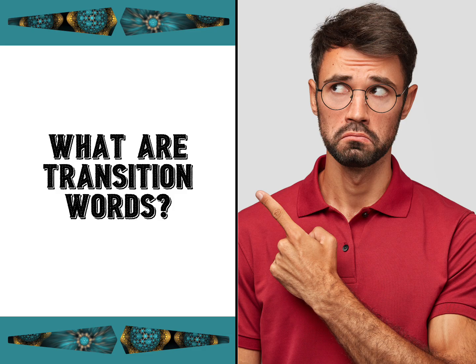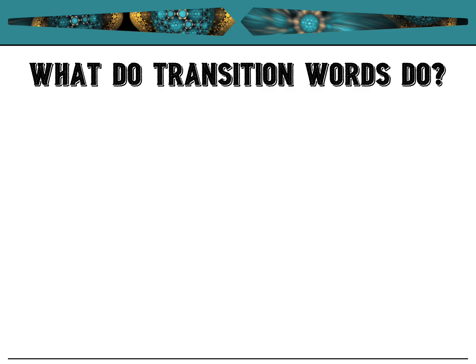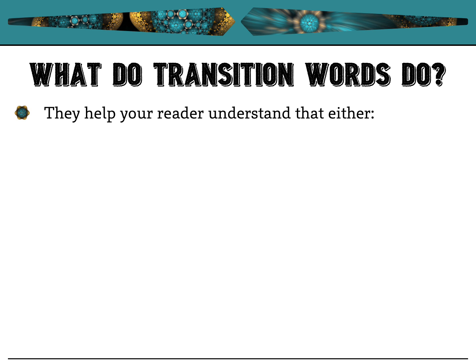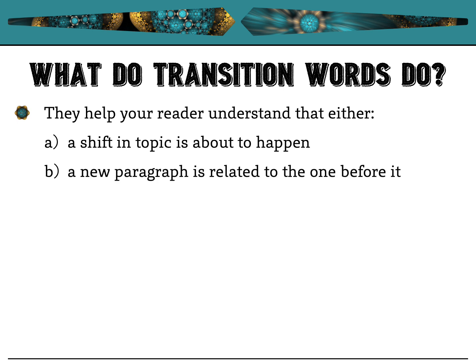Now, I keep bringing up transition words. What are transition words? First of all, what do they do? They help your reader understand that either a shift in topic is about to happen or a new paragraph is related to the one before it. You don't want to give your reader whiplash by transitioning from one idea to another without some kind of transition word or phrase in there. It's very unpleasant to a reader when there's not a good transition.